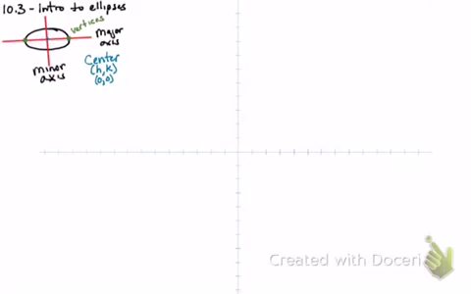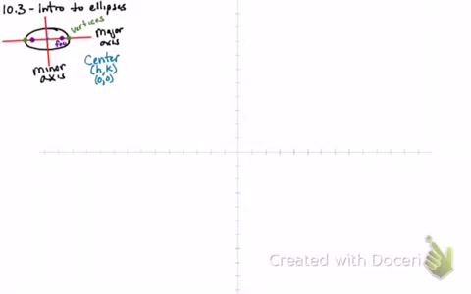And then somewhere on the inside will be the foci. So there'll be one focus, and then here's another focus. And those are the foci. So just like the parabola had one focus, the ellipse has two foci.